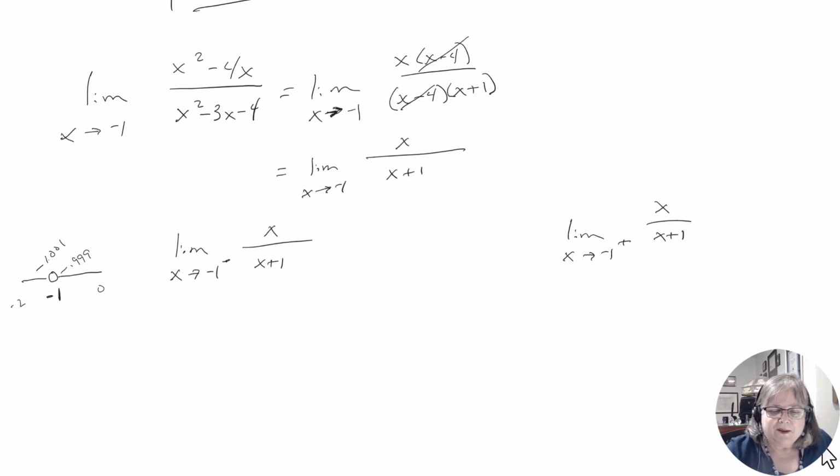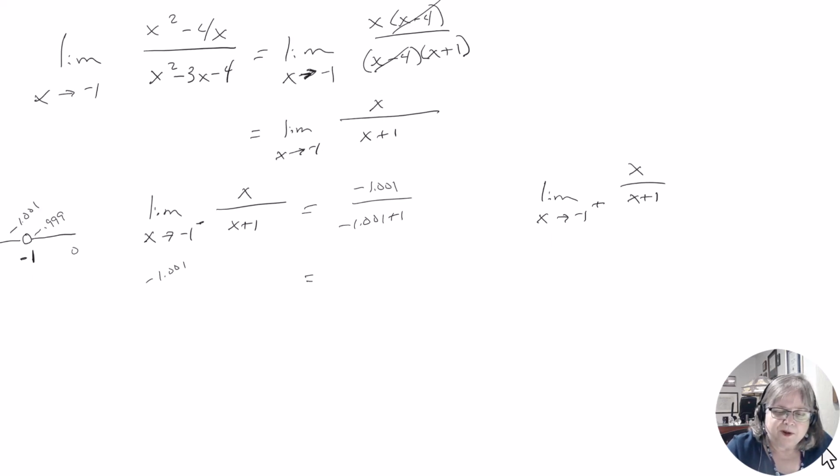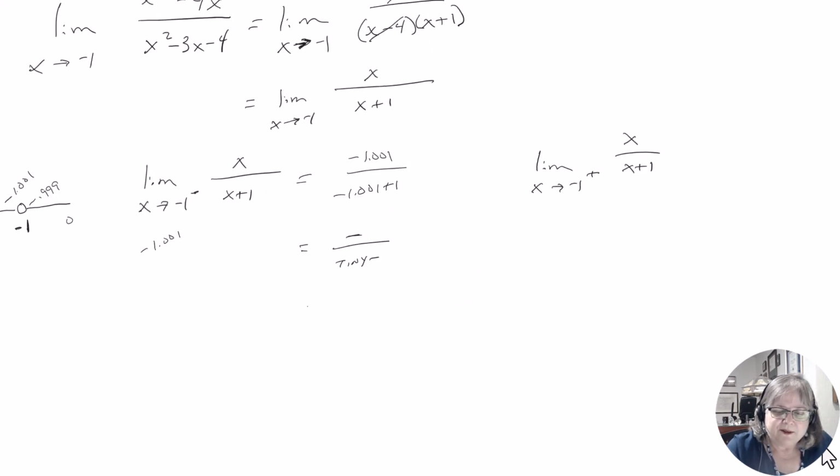Okay? So here we go. A number to the left would be something like negative 1.001. So let's contemplate this. So it'd be negative 1.001 over negative 1.001 plus 1. So up in the numerator you have a negative, and in the bottom you have a tiny negative. So a negative divided by a tiny negative is a huge positive.